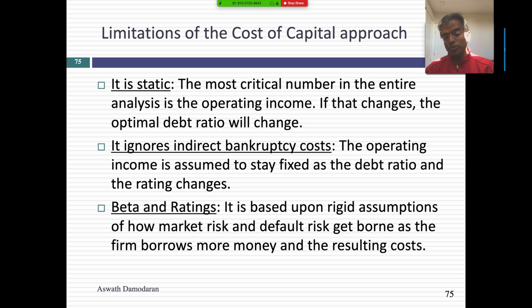All I did was minimize my cost of capital, right? Arguing that my numerator was unaffected. My numerator is my operating income. In a sense, I'm keeping the operating income fixed as my debt ratio goes from 20 to 30 to 50 to 80 to 90%. You're saying, what's the big deal?